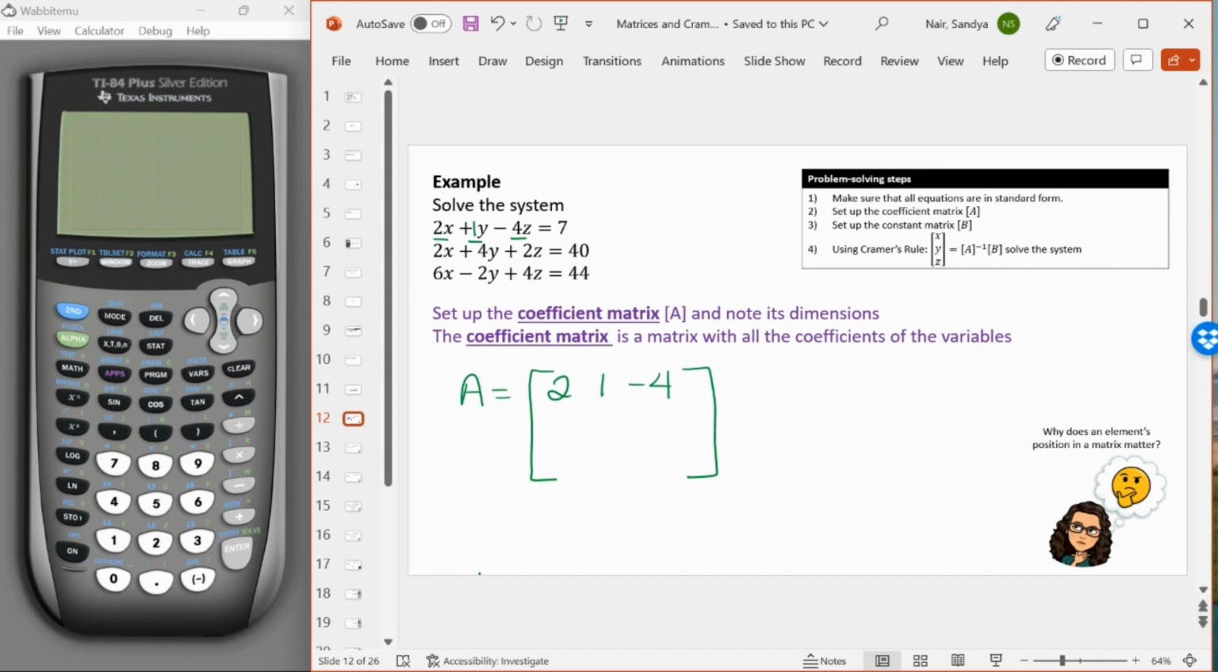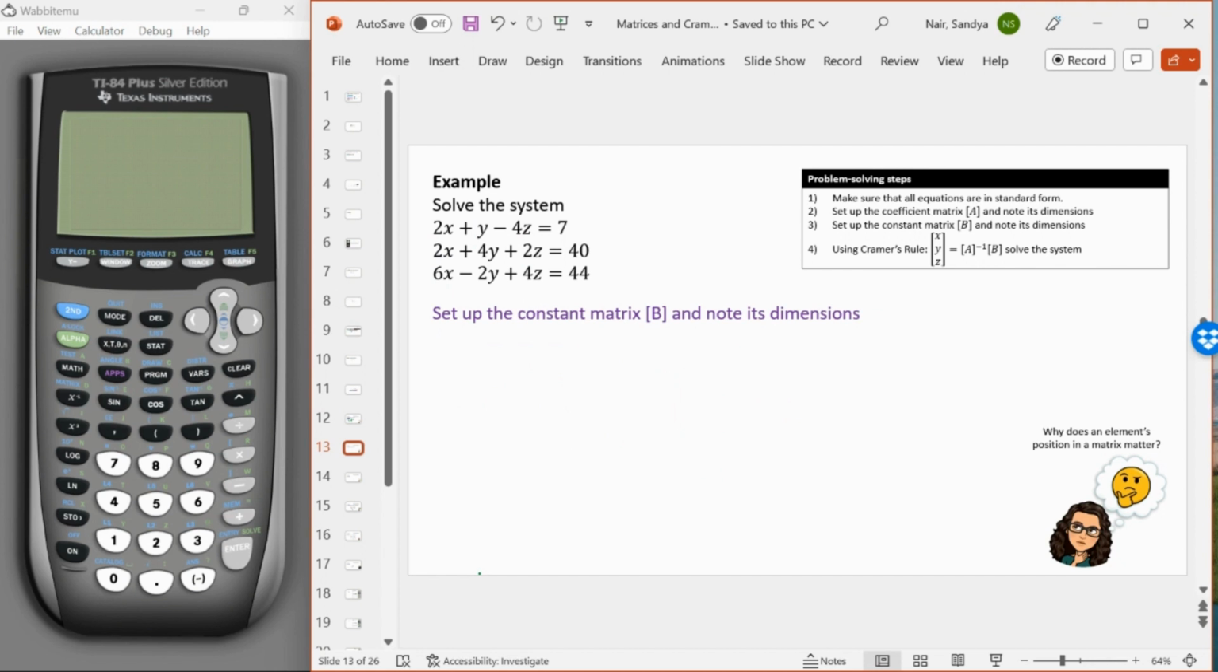Now we're going to go to row 2. So the coefficients are 2, 4, and 2. Okay, so we're going to write that in row 2. And then the next row, it has coefficients 6, negative 2, and 4. Okay, so that's going to go into row 3. So that is how we set up our coefficient matrix. Notice that there are 3 rows and 3 columns, so this is a 3 by 3 matrix.